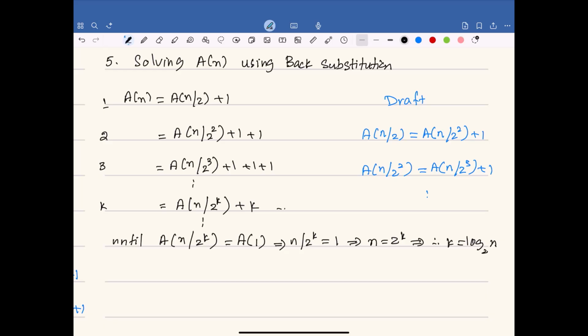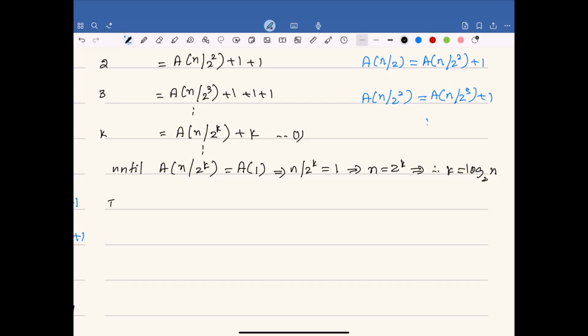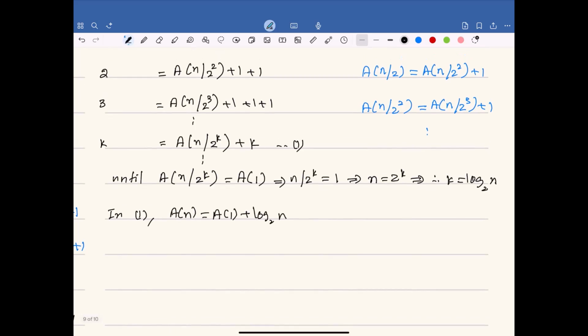If this is equation 1, we substitute for the value of k. So in equation 1, the value of A of n is equal to A of 1 plus the value of k, which is log base 2 of n. The value of A of 1 is 0. So this equation will be equal to 0 plus log base 2 of n, which belongs to big theta of log n. So the efficiency class for this algorithm is logarithmic.